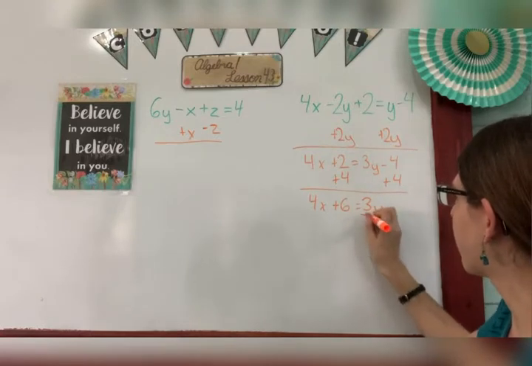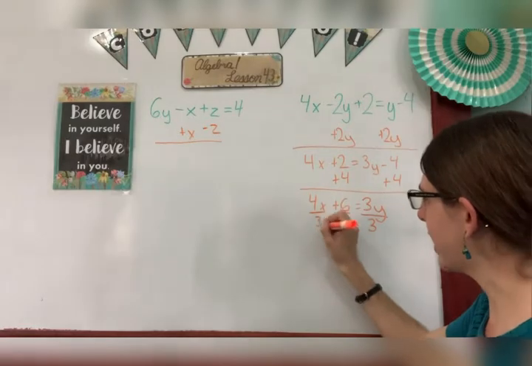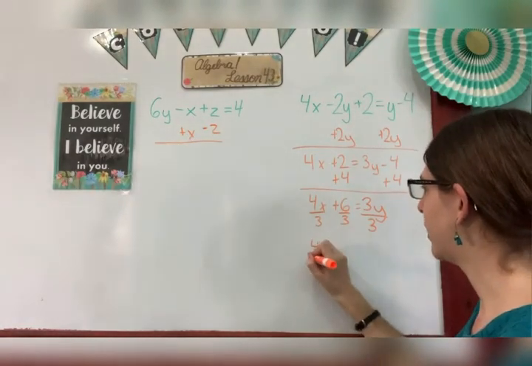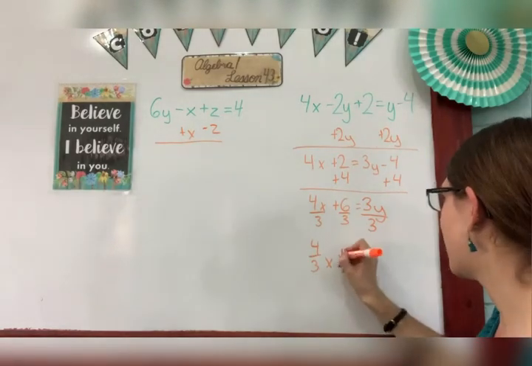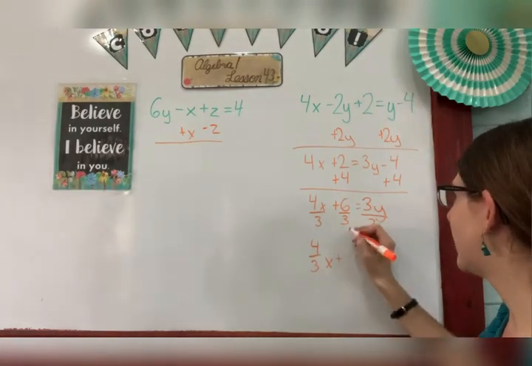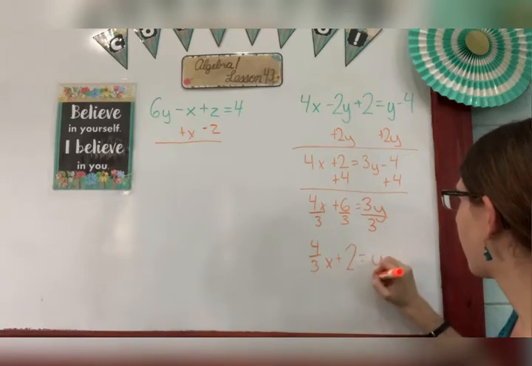I get rid of that 3 now by dividing each term over here by 3. So this is 4/3 x, or I could leave it as 4x over 3, it's the same thing, plus 6 divided by 3 is 2, equals y.